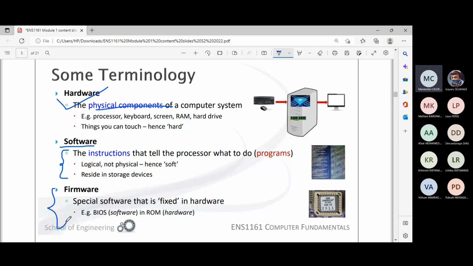Anyone having any idea about what a firmware is, basically?